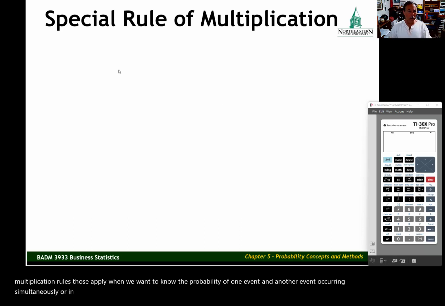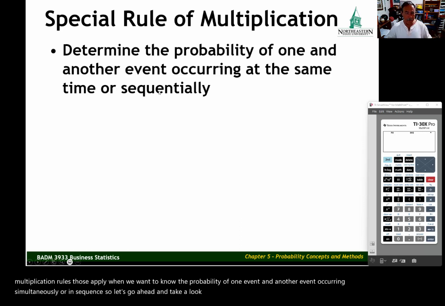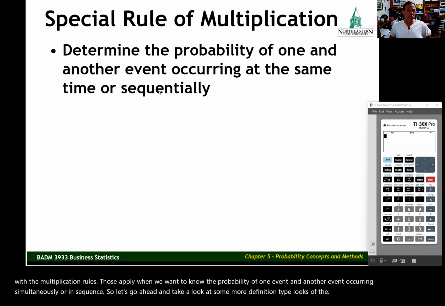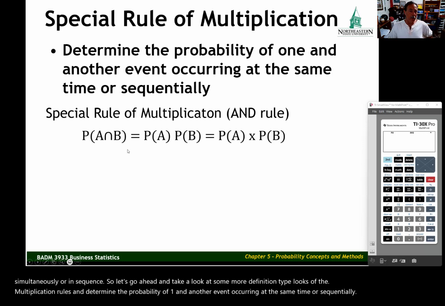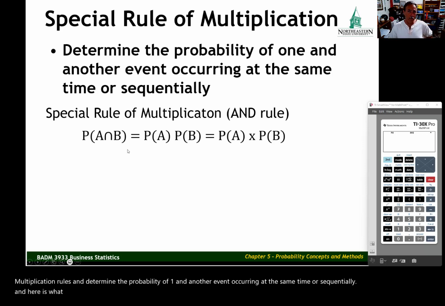So let's go ahead and take a look at some more definition type looks of the multiplication rules, and determine the probability of one and another event occurring at the same time or sequentially. And here is what the formula looks like using standard probability notation.